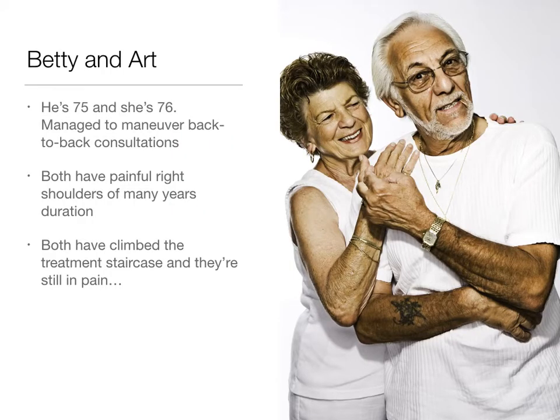So meet Art and Betty, a vibrant older couple. They have a couple of bad right-sided shoulders and have managed to get consecutive consultations at the shoulder clinic. Their primary care provider has followed the treatment staircase, which shares a substantial overlap with lower extremity arthritis. Physio hasn't helped, and corticosteroid injections stopped working for them a while ago.